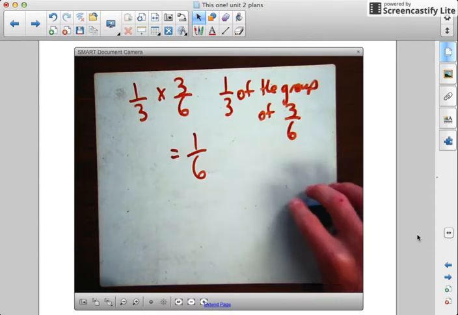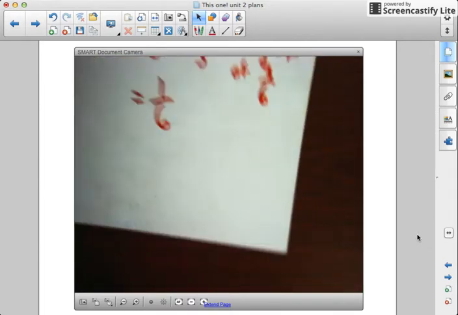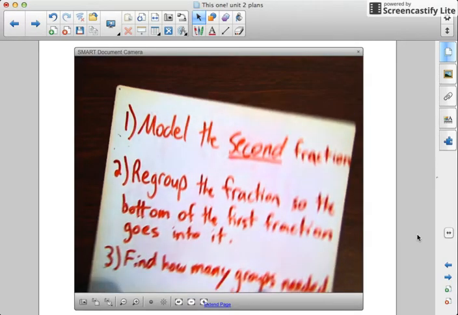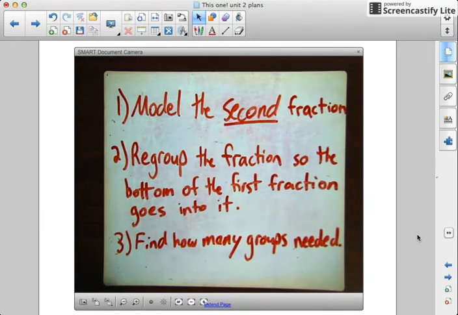So if we were to actually look at the process here, you might want to write these down. Start by modeling the second fraction. Then we're going to regroup that. The first one was already in that group, so it worked out. But regroup the fraction so that the bottom of the first fraction will go into what I have left. It'll make it easier. And then 3 is to find how many groups needed. So you can write this down. I would pause the video and then you can play it again and we'll go through a few more examples here.